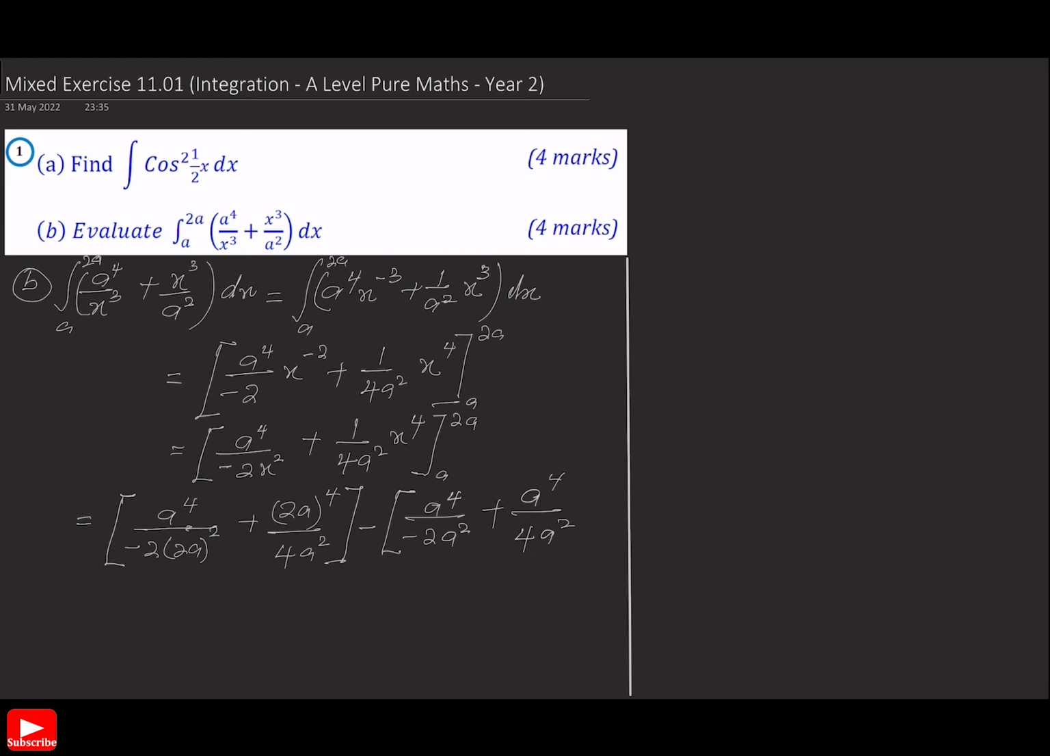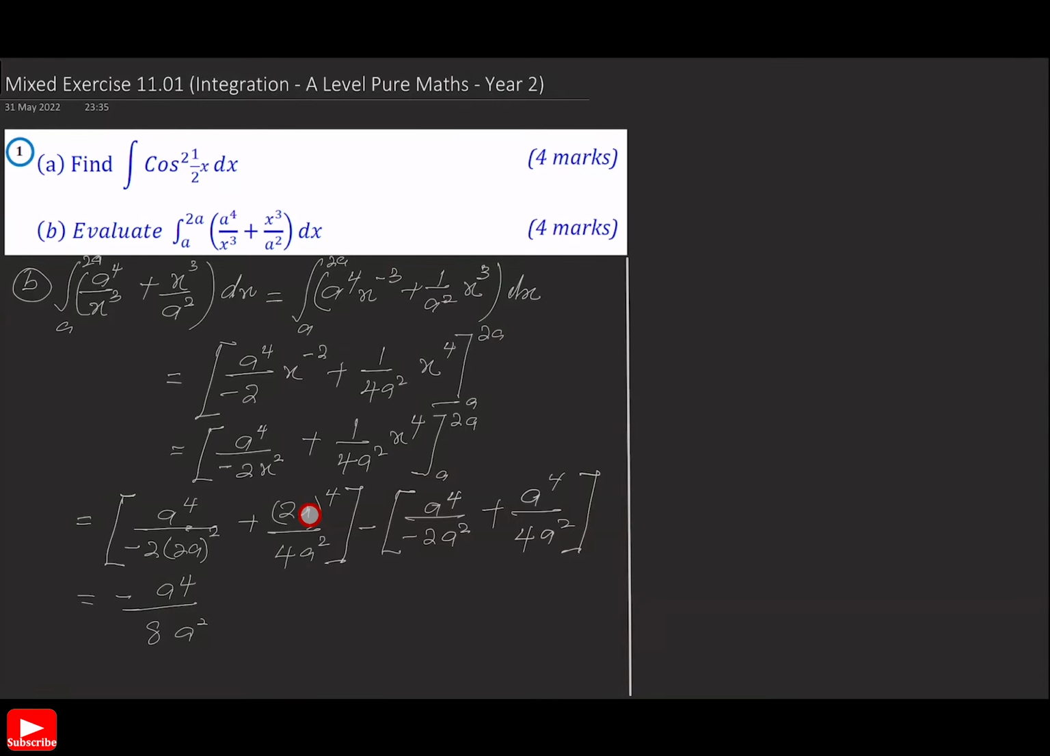4a squared. Then I'm going to expand these brackets and simplify each of the terms. For this first term, I'm going to get minus a to the power 4 over 8a squared, because 2 squared is 4 and 4 times 2 is 8. But the whole thing is negative, and that's why I put a negative sign here. If I do the same thing for that, I'm going to get 2 to the power 4, that's 16, and that would be 16a to the power 4.